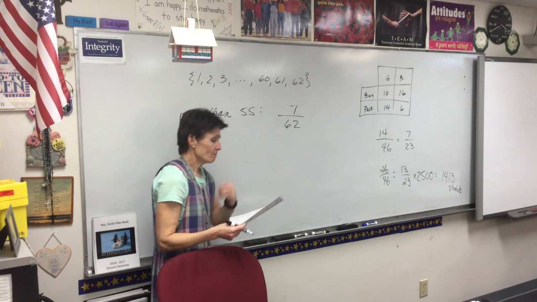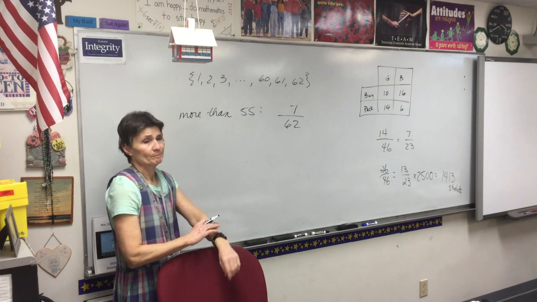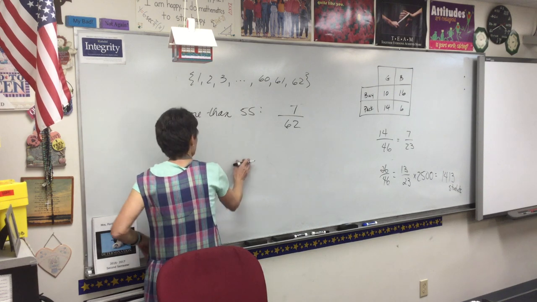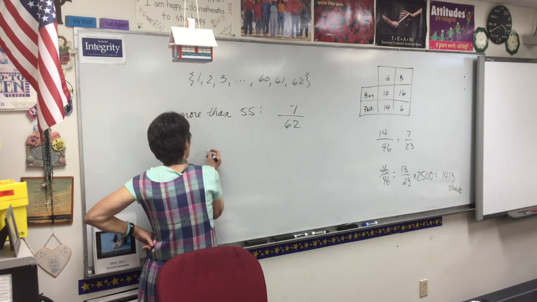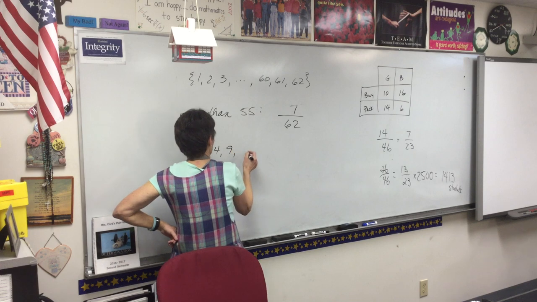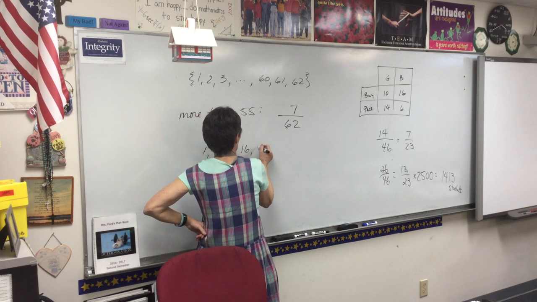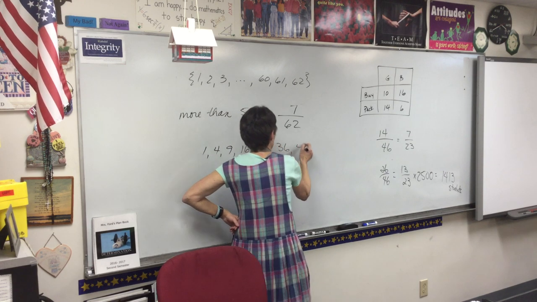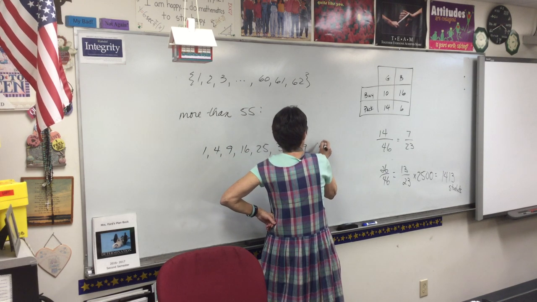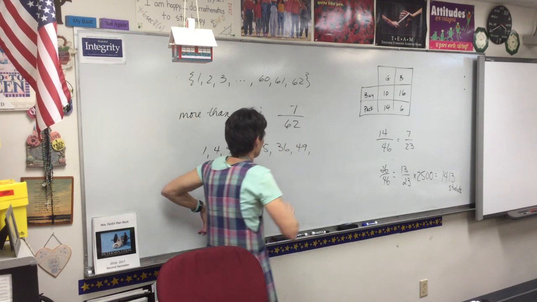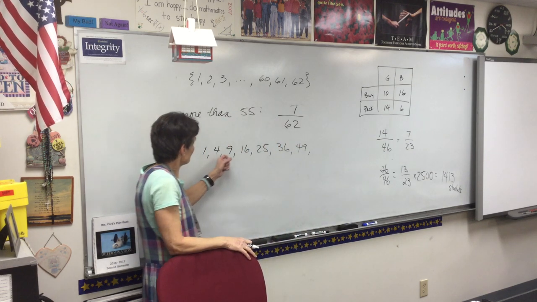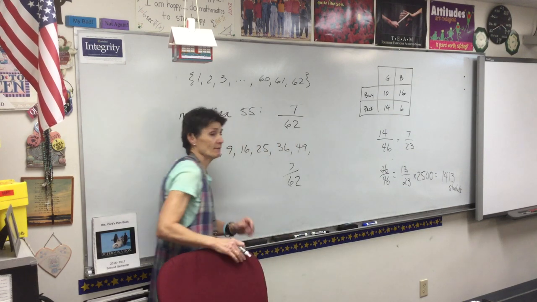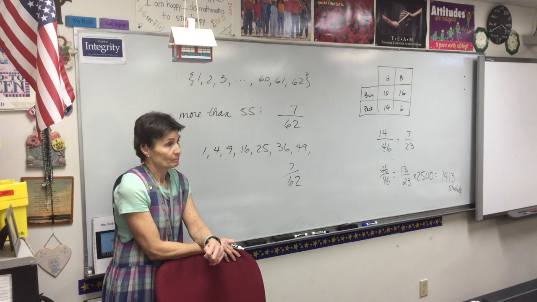Reach in and grab a number. What's the probability it's a perfect square? Figure out what the perfect squares are. So let's make a list. What are the perfect squares? 1, 4, 9, 16, 25, 36, 49, 60. That's it, because the next one's too big for our set, right? So 1, 2, 3, 4, 5, 6, 7 again. So that one is also 7/62.